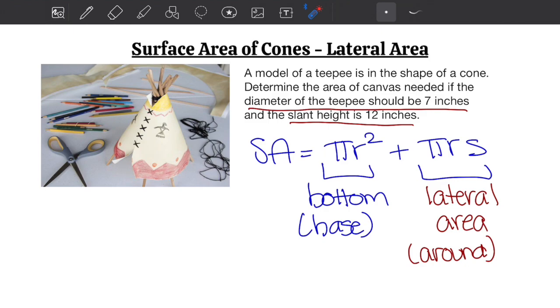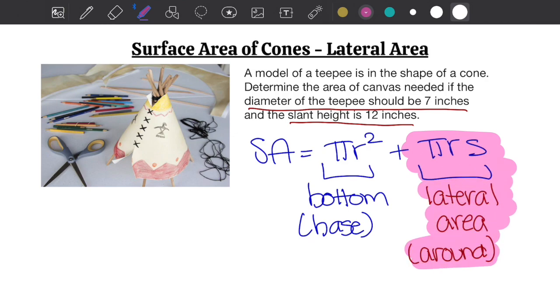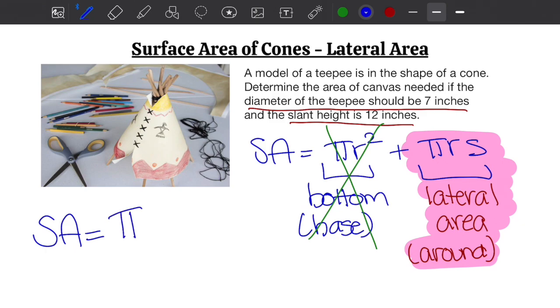So when we use the cone formula to calculate the area, we're only going to use this part, which is the lateral area part. We are not going to use this part here because there's no material on the ground. There's no base. So this is why it's important to know what part of the formula means what. So I'm going to write the formula right here. Surface area is equal to pi rs, and this is only in this case.